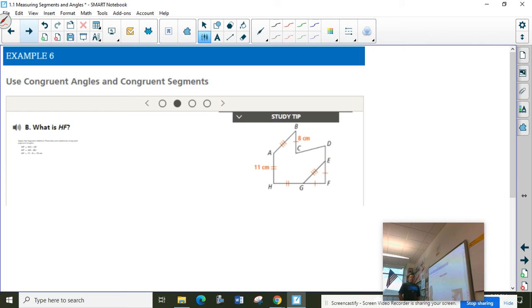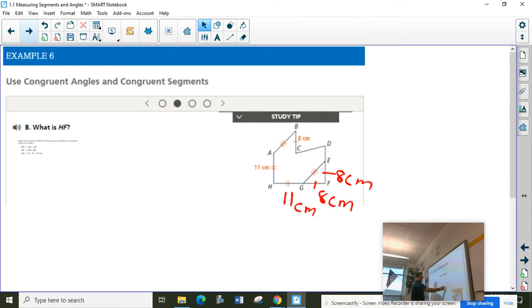Okay, what is HF? They want to know what this is. Look at this. The first thing you've got to do is notice that CM here has 2 lines. That means anything with 2 lines is 11 centimeters. Anything with 1 tick right here is 8 centimeters. So they want to know what the length of H to F is.